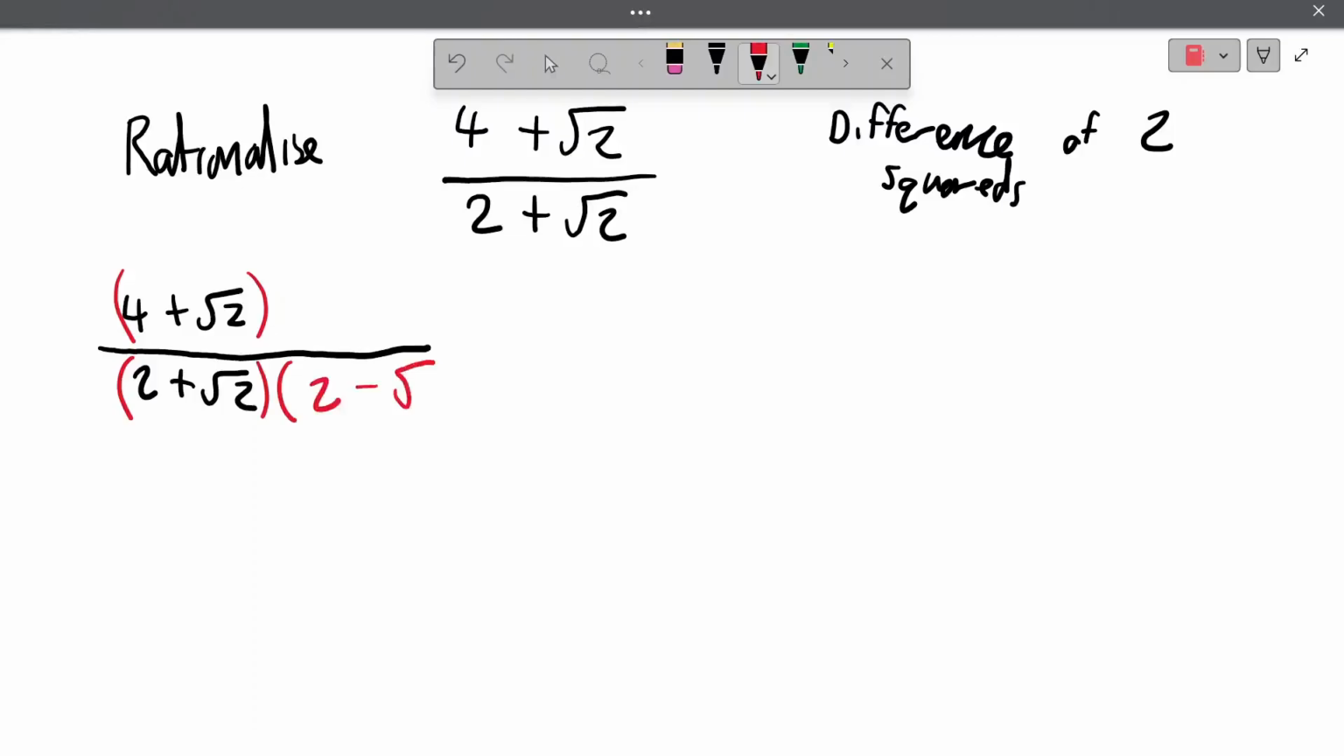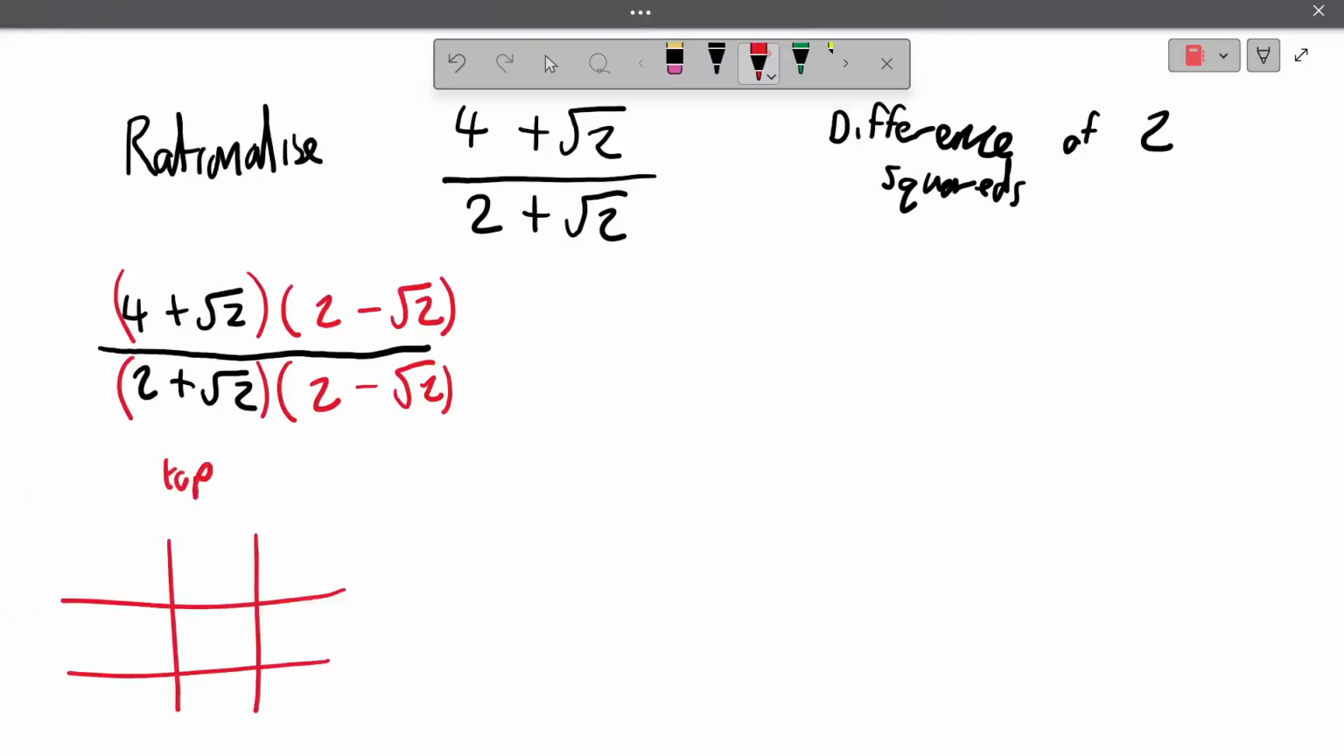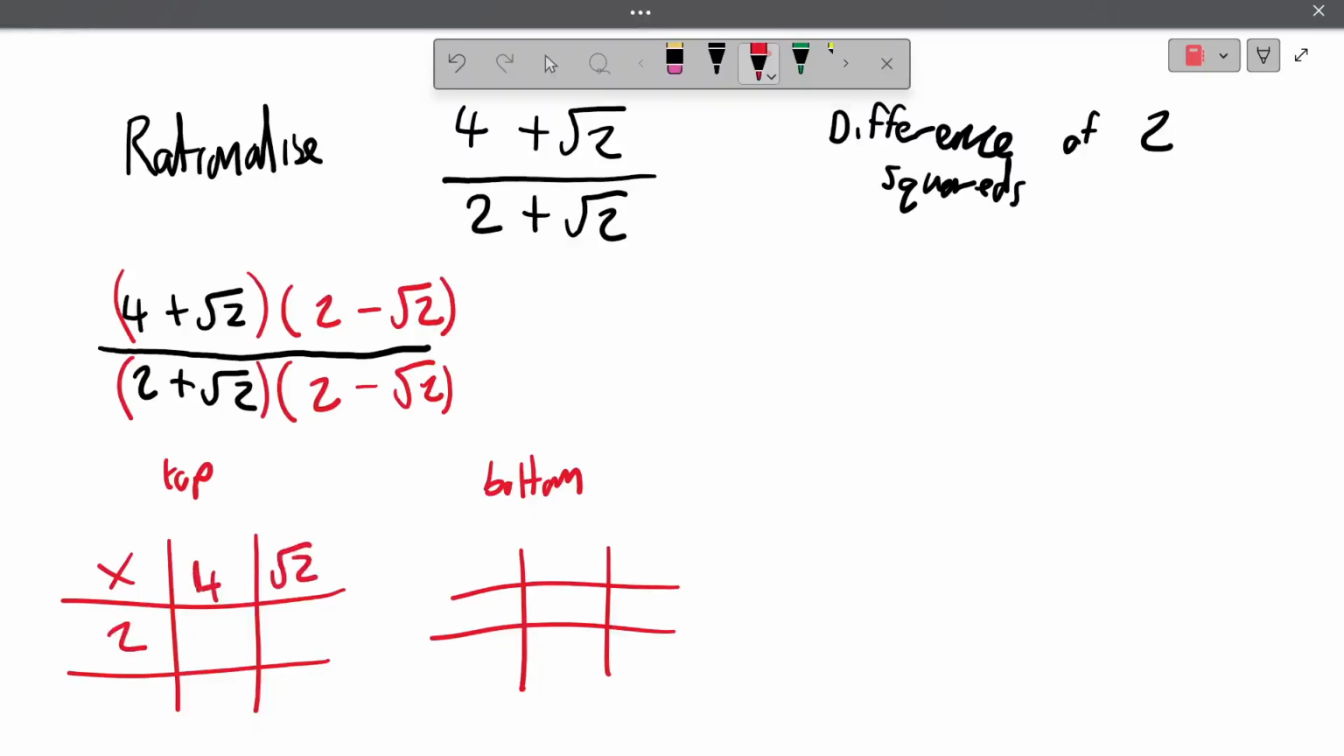So instead of 2 plus the square root of 2, it's 2 minus the square root of 2, and at the top we have 2 minus the square root of 2. When you multiply top and bottom of fractions, you have to do the same thing. I know it's called the numerator, but I just call it top and bottom. Then we multiply out these brackets. So we have 4 plus square root of 2 times 2 minus square root of 2, and 2 plus root 2 times 2 minus root 2.